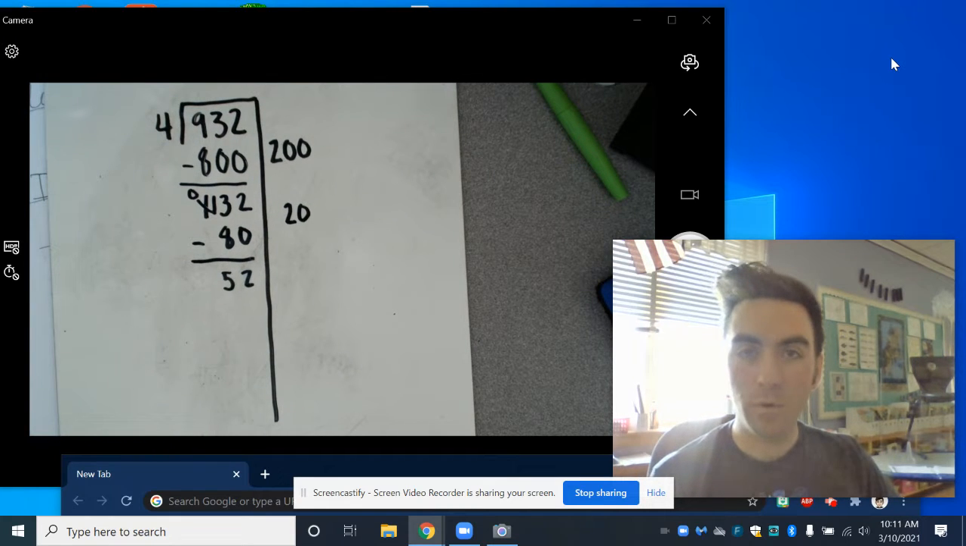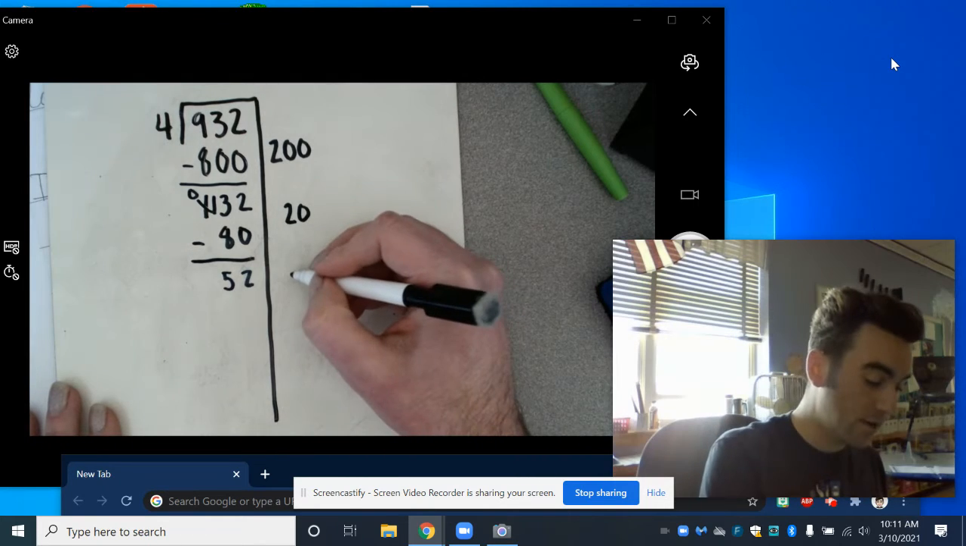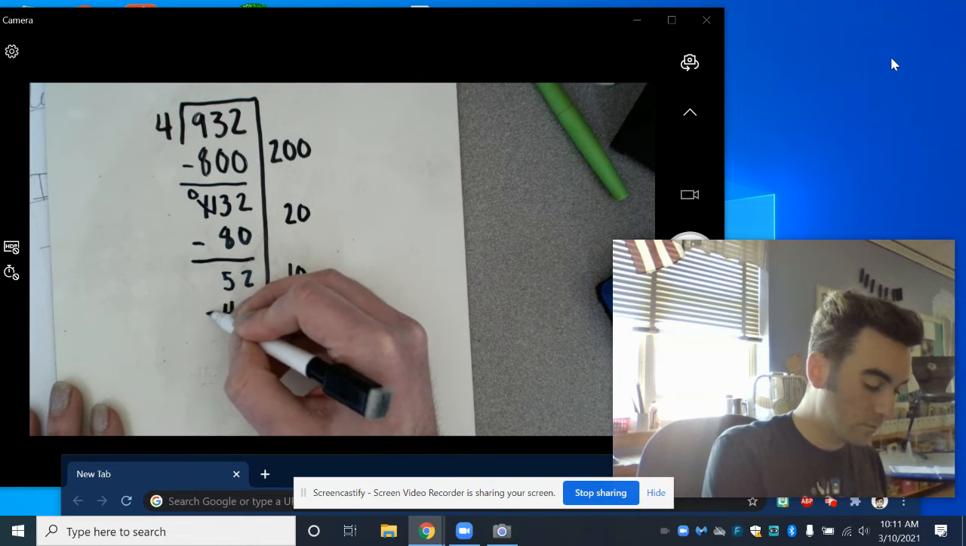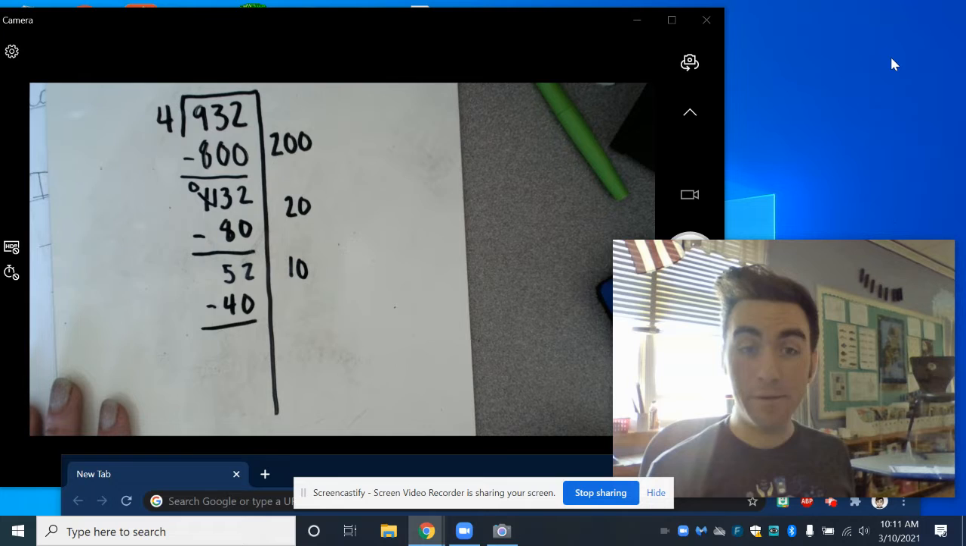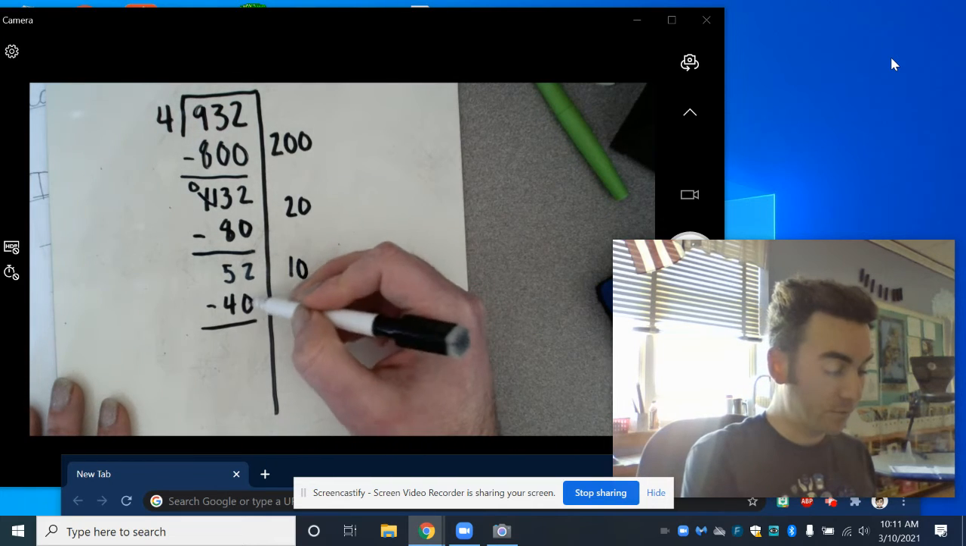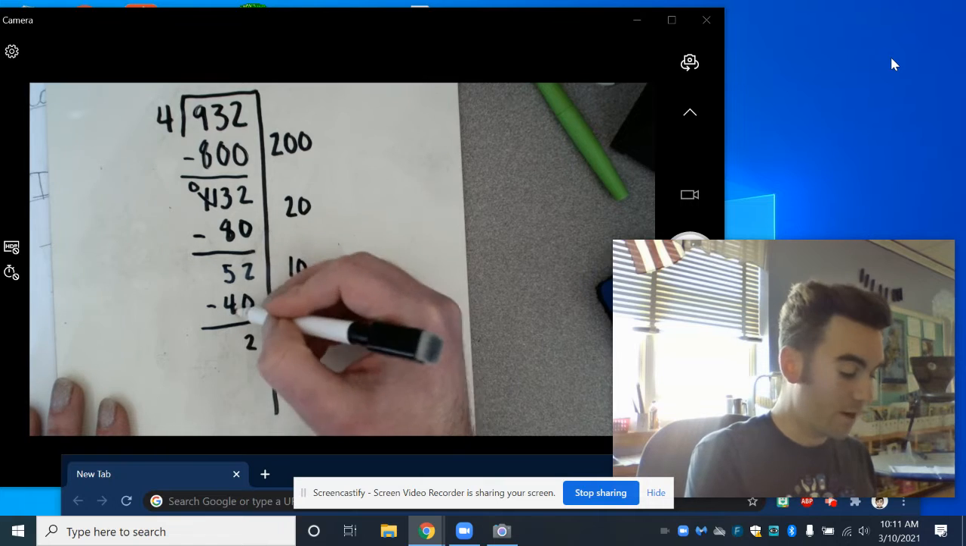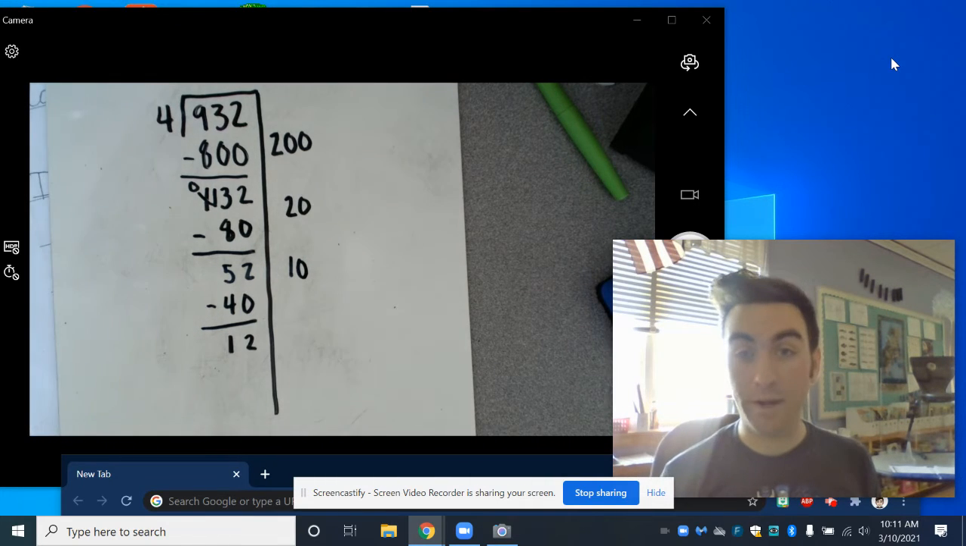How many groups of 4 can I take out next? Well, I know that 10 groups of 4 is 40. So I'm going to take out 10 groups of 4. And I'm going to repeat. I'm going to subtract again. 2 minus 0 is 2. And 5 minus 4, or 50 minus 40, is 10. And I'm left with 12.